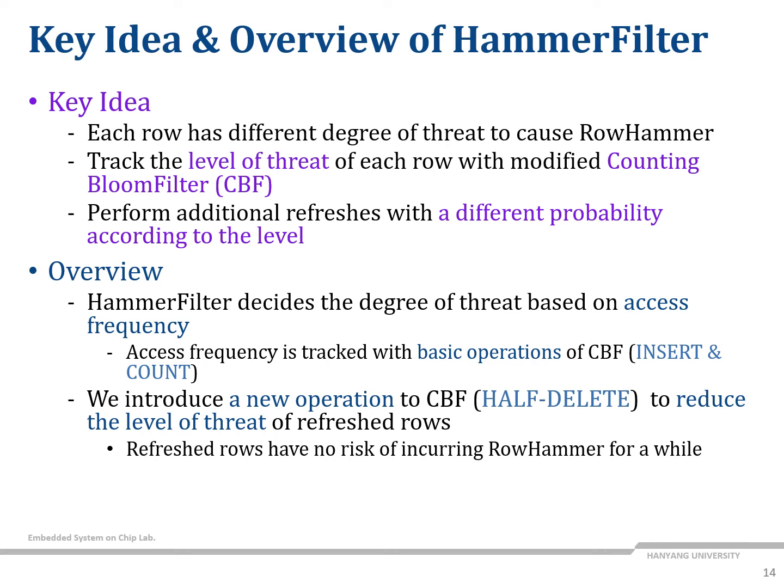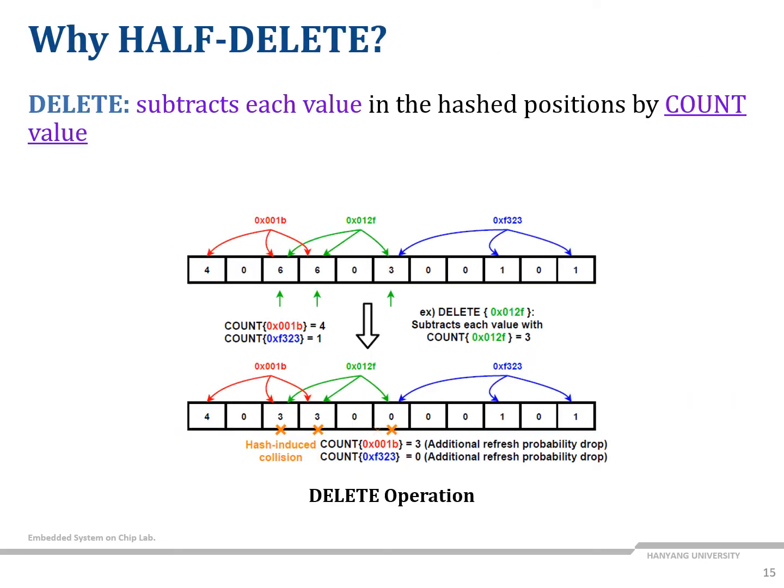We introduce a new operation to the counting Bloom filter, half delete, to reduce the level of threat of refreshed rows, because refreshed rows have no risk of incurring RowHammer for a while. So we can reduce unnecessary additional refreshes. I will explain why half delete.